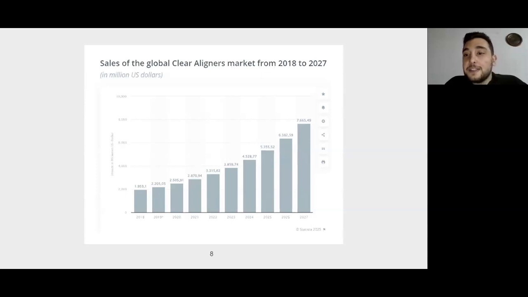If we look at this report published in 2018 by Statista Research Institute, we'll find that in 2018, the market value for clear aligners was around 1.95 billion US dollars. The forecast is speculating that by the year 2027, the market volume for clear aligners is going to be more than 7 billion US dollars. But I'd like to bring your attention to the year 2023, where the market value was predicted to be around 3.85 billion US dollars.